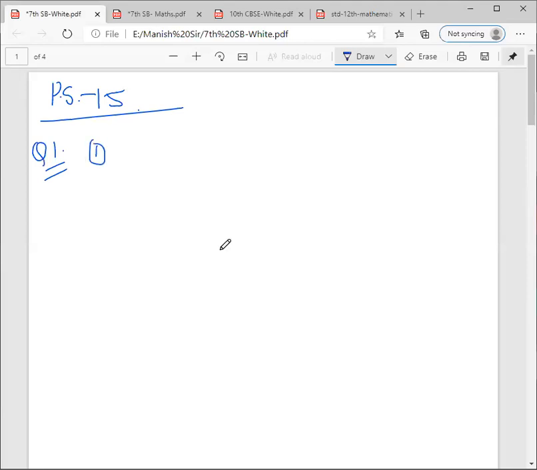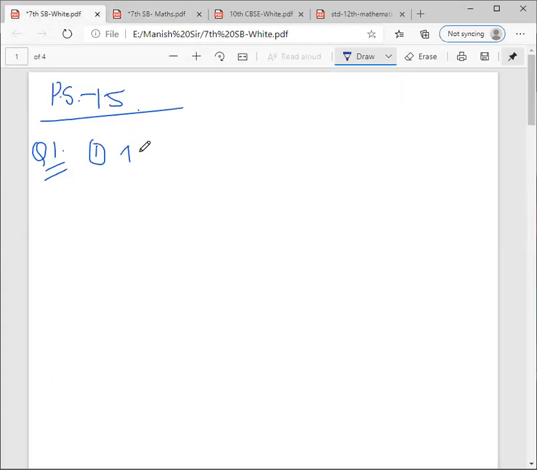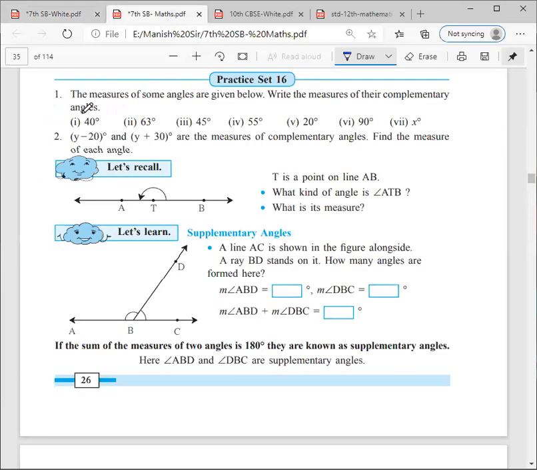We talk about the first question, very simple. They have given a 40 degree angle. If we read the question, question number 1: The measures of some angles are given below. Write the measures of their complementary angle. Understood?